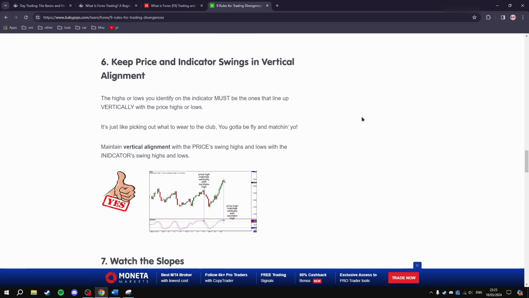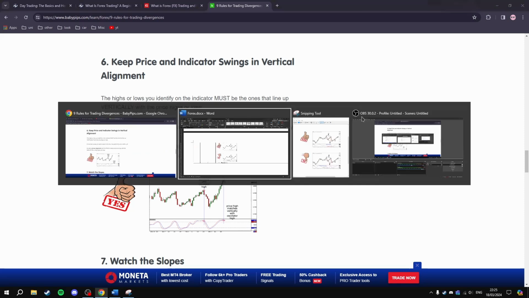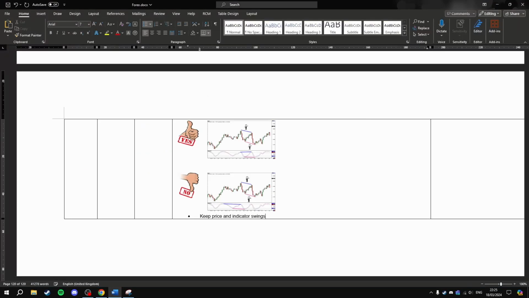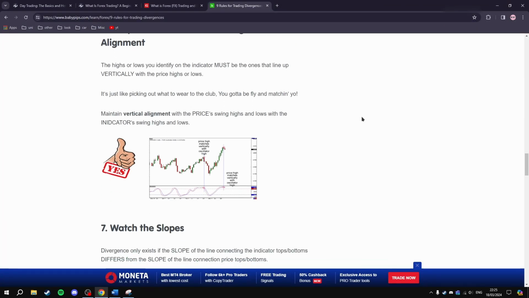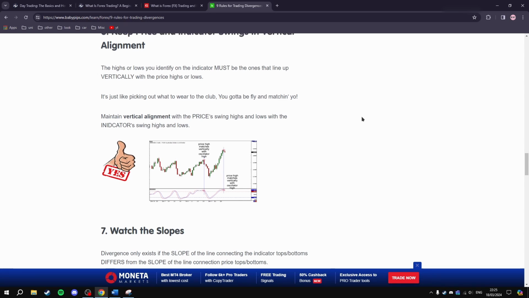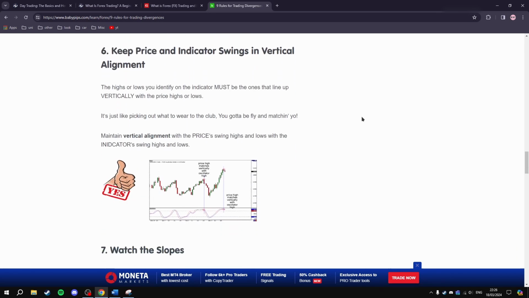Keep price and indicator swings in vertical alignment. The highs or lows you identify on the indicator must be the ones that line up vertically with the price highs or lows. Yeah, so basically what we said in the last tip. It's just like picking out what to wear at the club. You gotta be fly and matching, yo.